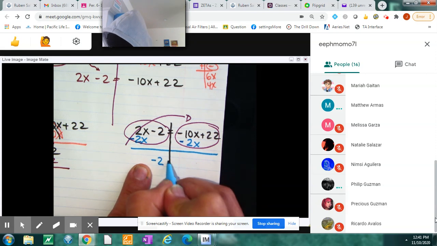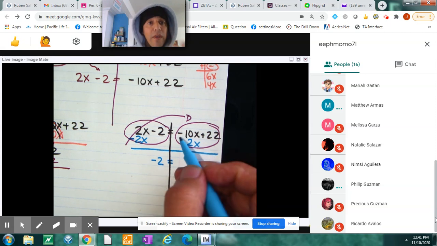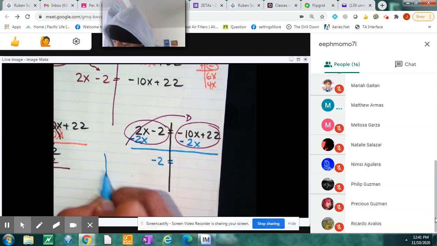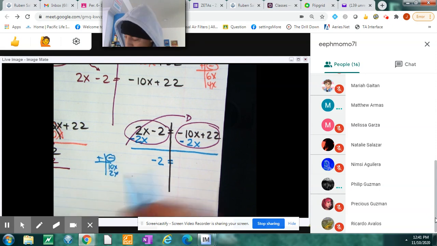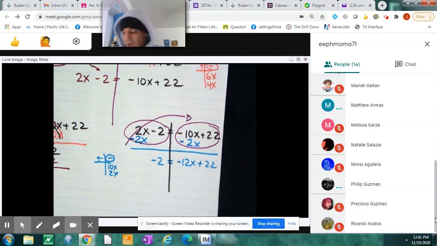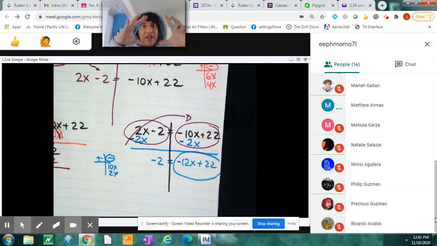Negative 2 equals. Now careful, you have to do the t-chart, because a lot of you kids say, oh, that's positive. We're not multiplying. We're done with multiplying. We have to do the t-chart. So negative 10x, negative 2x, that's negative 12x. Bring down the 22. So now my variables are on this side. Let's make it fun. Let's get all the ammunition ready. And we've got to throw the 22.